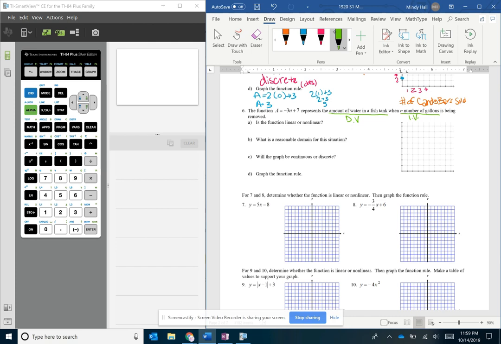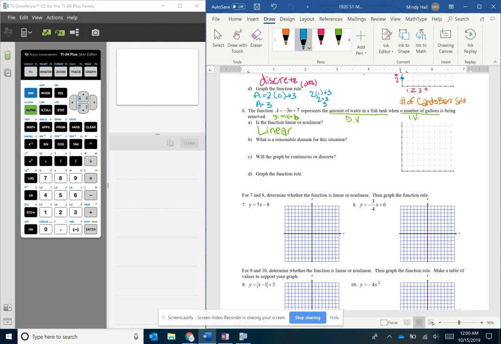Looking at the function rule, it is going to be a linear function because it looks like it's in slope-intercept form. Remember, y equals mx plus b. Even though they're using different letters, it doesn't matter. It still has that same format where there's 2 numbers and 2 variables. So then, if we want a reasonable domain for this situation, if you think about water pouring out of a fish tank, first off, it'd be a huge mess, but you wouldn't be losing one whole gallon at a time.